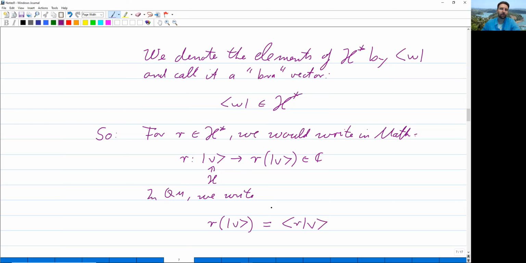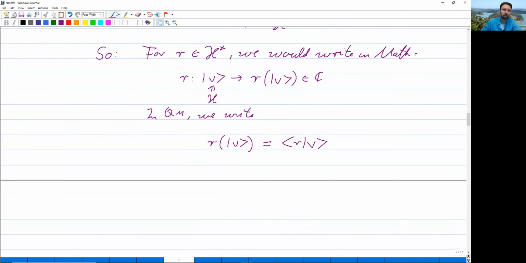Okay, so when we have the R on the left and the V on the right, what it really means is that R is a dual vector. It feeds on the V and maps it into a complex number. This is Dirac's bracket notation.